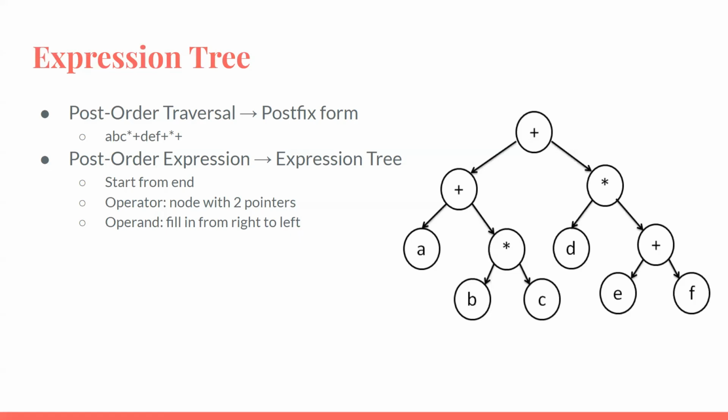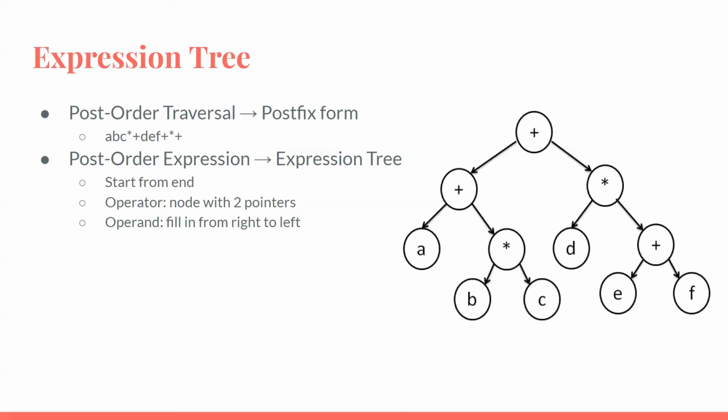If you don't know what post-order and in-order are, I recommend you look through another one of our videos about trees, so you are able to perform these operations. So we can also go from a post-order expression and convert that into an expression tree. To do that, we're going to do two things. We're going to start from the very end. If there's an operator, we're going to fill it in with a node with 2 pointers. If it's an operand, we're going to fill that in from right to left.